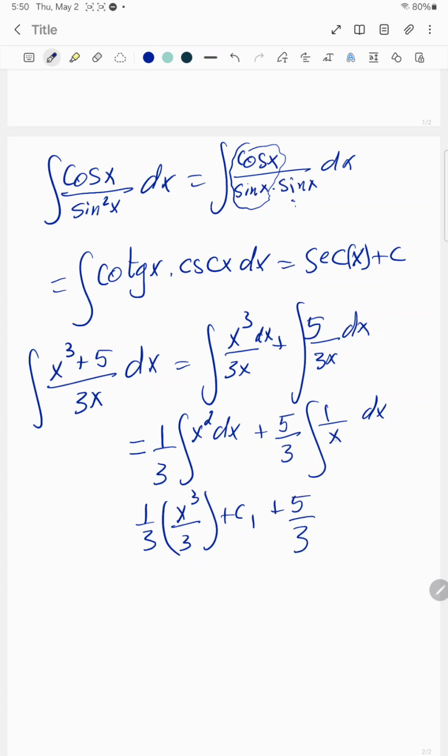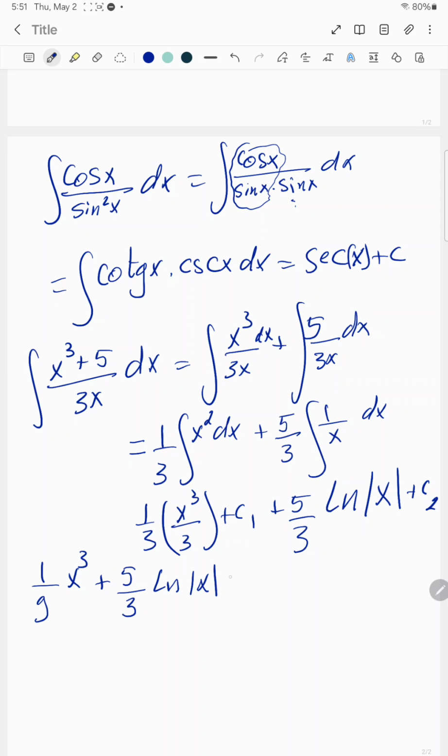And I know the derivative of ln of x equals 1 over x, so the antiderivative of 1 divided by x is ln of absolute value of x plus c2. Why absolute value? Because ln of a negative number does not exist. So this I can write as 1 divided by 9 x to the power of 3 plus 5 divided by 3 ln of absolute value of x plus c, where c equals c1 plus c2.